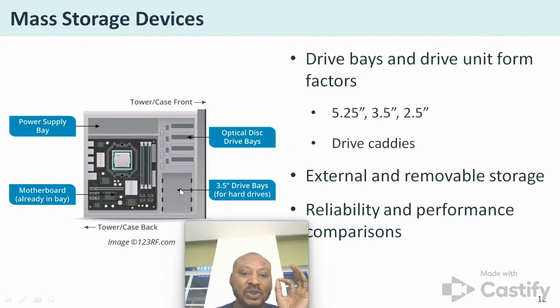See, this is obsolete. These are the floppy drives. You can Google it and see floppy drives. They are obsolete now. They no longer exist.